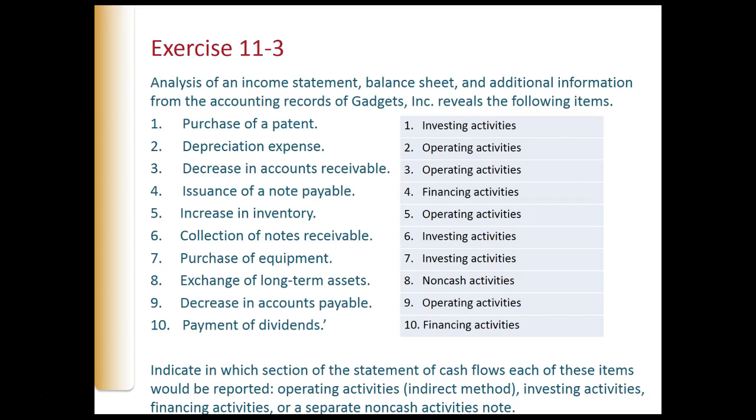Exchange of long-term assets, remember that's non-cash. They're exchanging. If it's a sale of a long-term asset, absolutely, there would be a gain piece and then a cash piece. But in this case, exchanging, it would be a non-cash activity. Decrease in accounts payable is operating. And payment of dividends is financing. It's important to note the items in financing would be debt, stock, and paying dividends.